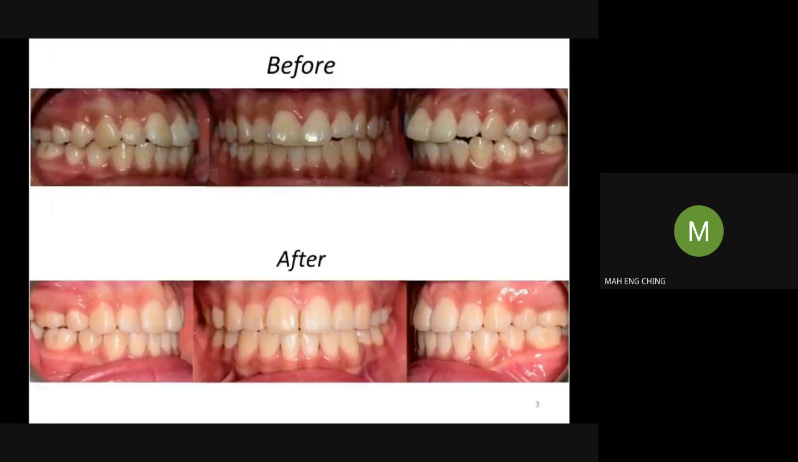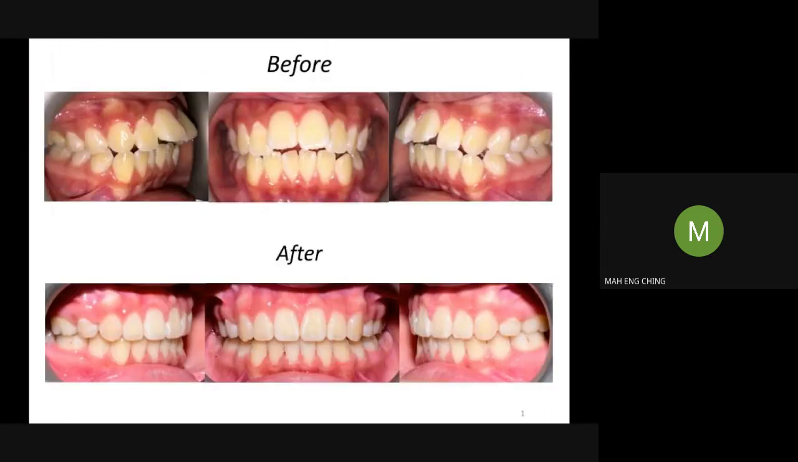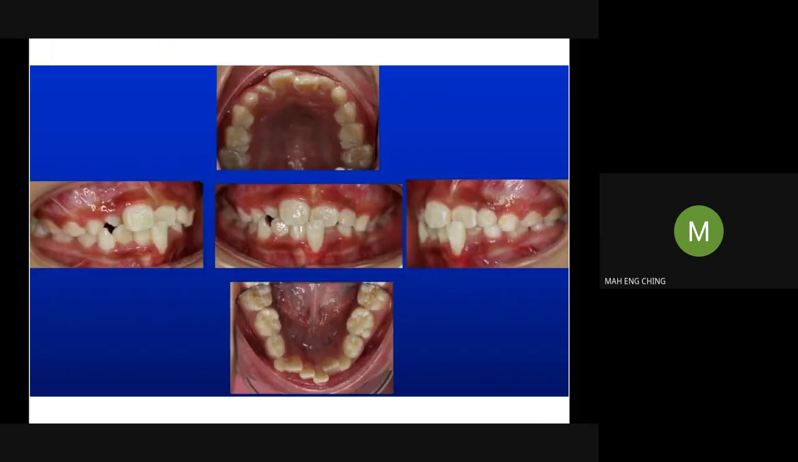Okay, look at this. Okay. Next. I just want to emphasize the crossbite correction, early crossbite correction. It's very important. So look at this case.